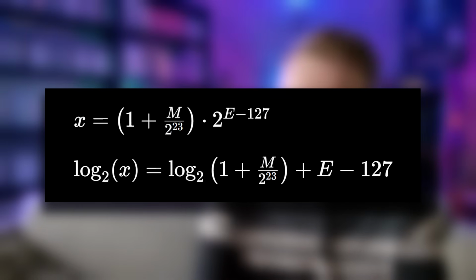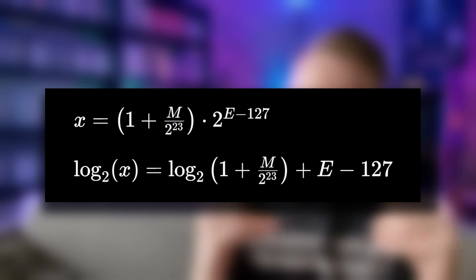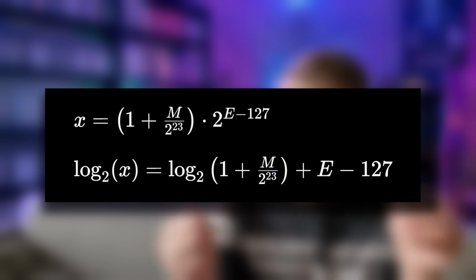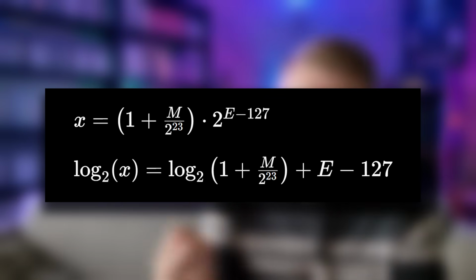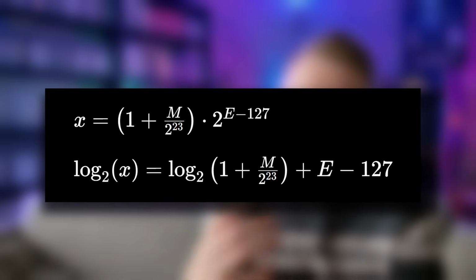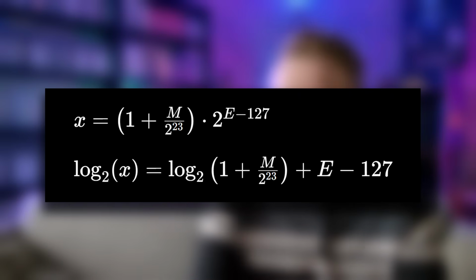When we take the base 2 logarithm of this entire equation to do our inverse square root, logarithm rules allow us to split the multiplication into addition, giving us this. Logarithm base 2 of x equals logarithm base 2 of the quantity 1 plus m over 2 to the power of 23, plus e minus 127.